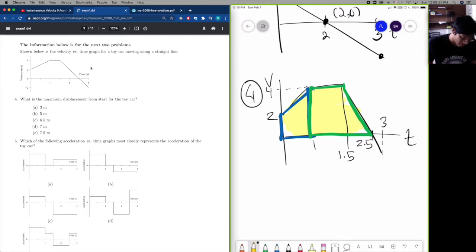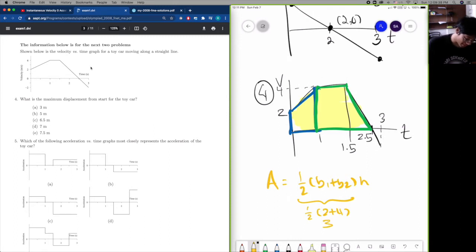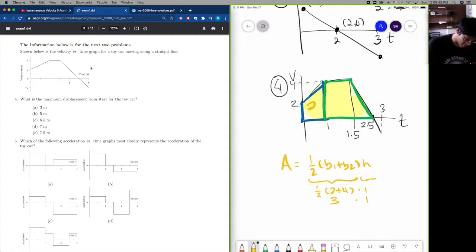Let me get my yellow pen. Now we can use the area of a trapezoid, right? The area of a trapezoid is the average of your bases times, of course, your height h. So what's my base here? My bases are 2 and 4, so that's going to have an average of what? Half of 2 plus 4 is going to be 3. And what about my height? My height is going to be 1. So times 1, and so the area over here is just going to be 3.